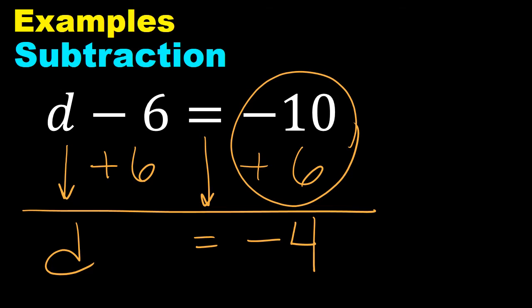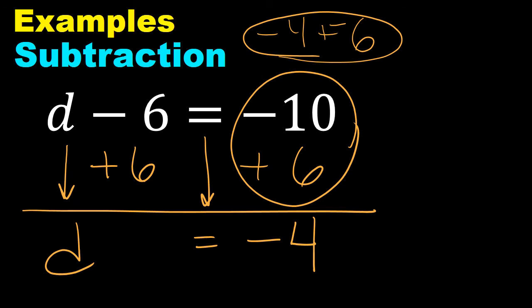And the way we go back and double check, we have negative 4 minus 6. If I go and add the opposite, we know that that equals negative 10. So we did our step properly.